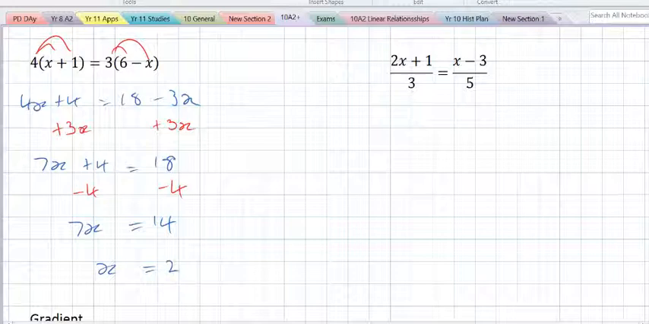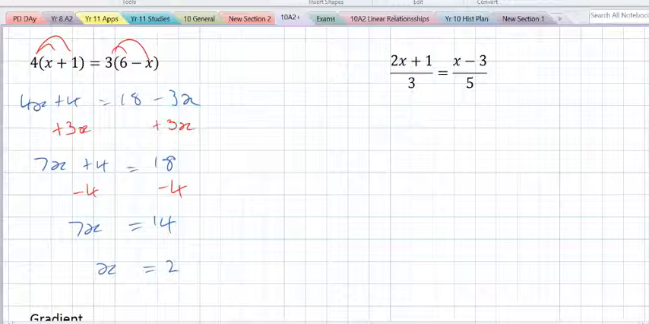Alright, so what we did, Kayla, we expanded each bracket. So 4 times x is 4x, 4 times 1 is 4, 3 times 6 is 18, 3 times minus 6 is minus 3x, and the equal sign stayed there. And then we want to get all the x's on the left hand side. So we added the 3x to both sides. Brought it over here.